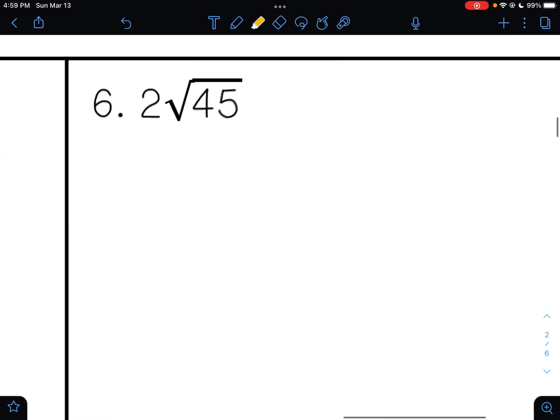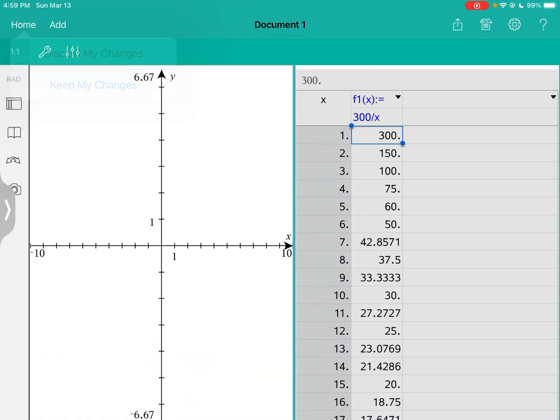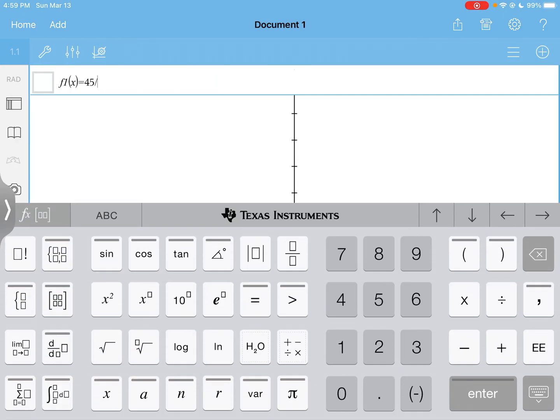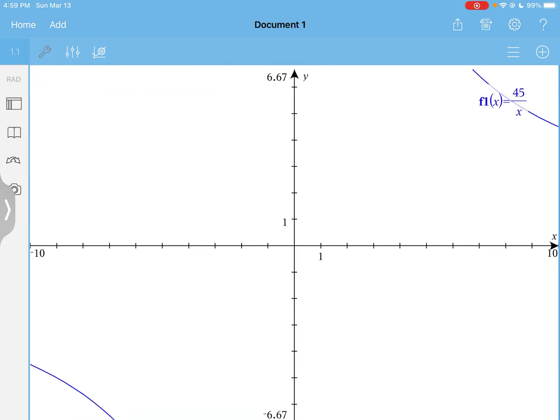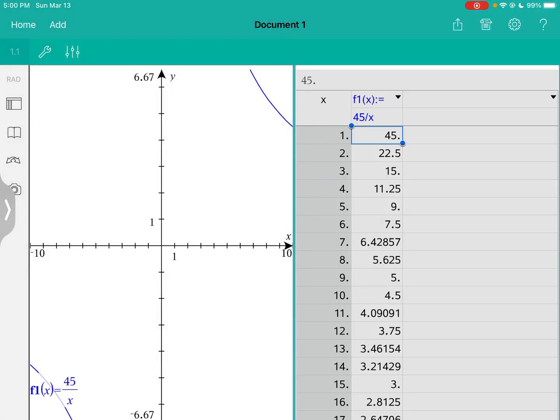Okay, now this one seems a little bit different, but it's not. It's exactly the same. This 2 is just going to hang out until the very end. So it's just going to tag along. So 45. This time I'm not going to list them. We're going to work on getting faster at this and understanding what we're looking for. So again, we're looking for the largest perfect square that goes into 45.